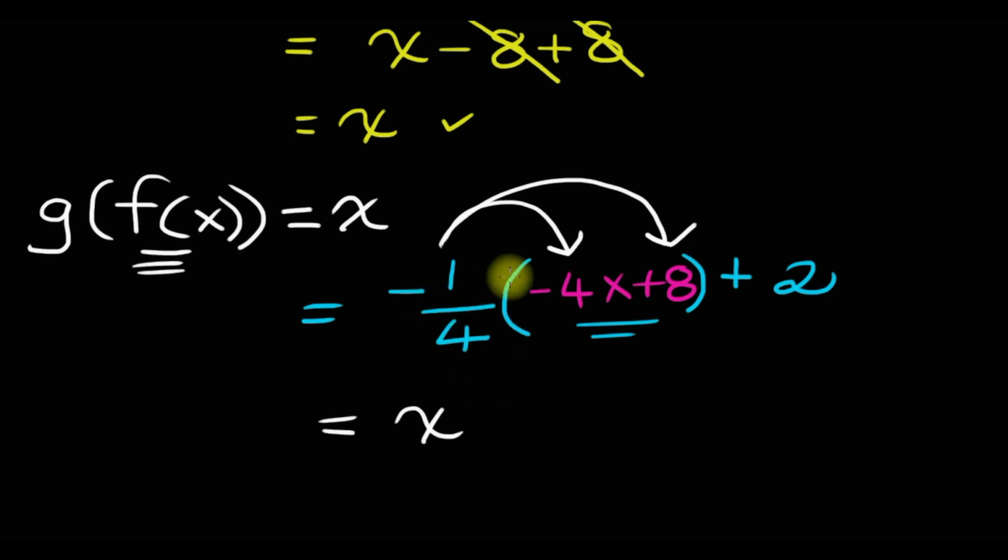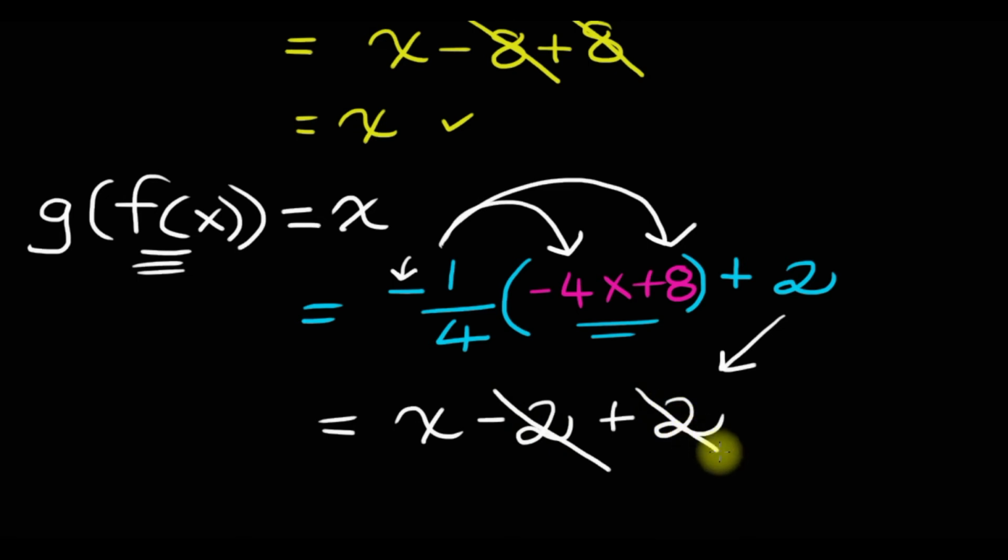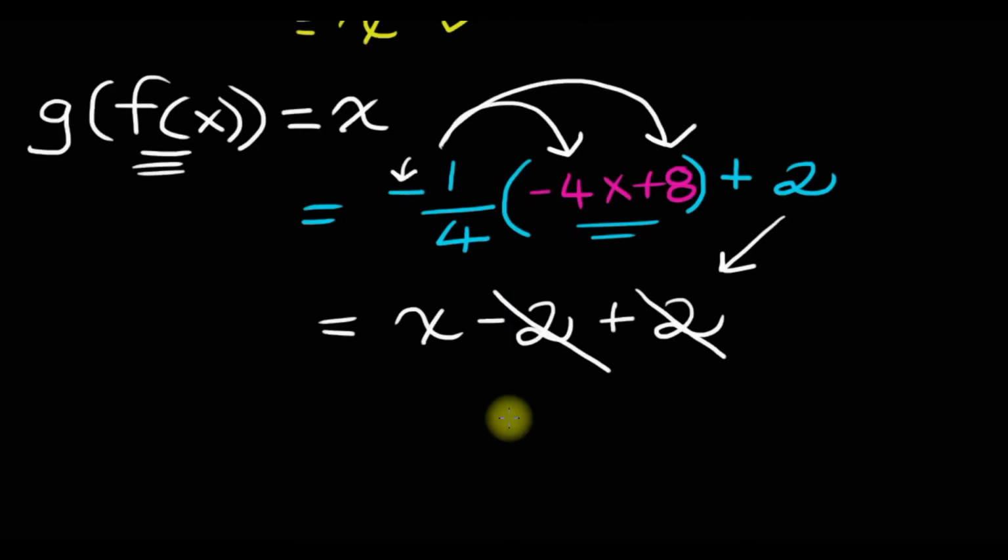And then negative 1 over 4 times 8. 1/4 of 8 is negative 2, because 4 goes into 8 2 times. And then negative 2 because of this negative. And then bring down this plus 2. All right, simplify. Negative 2 plus 2 is 0. So those are gone. So then you're left with x.